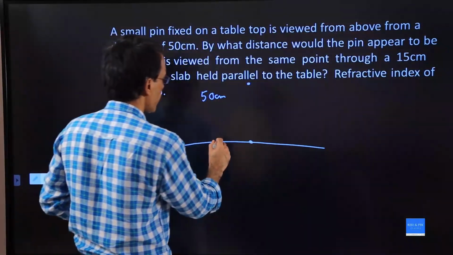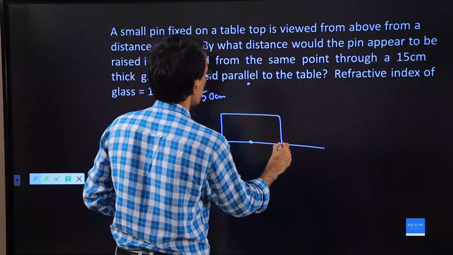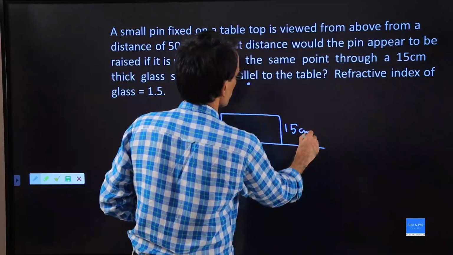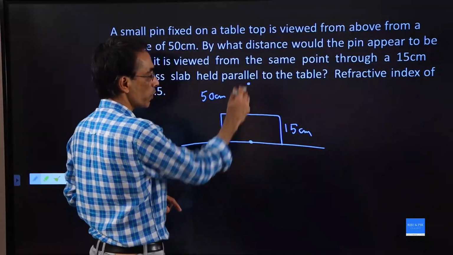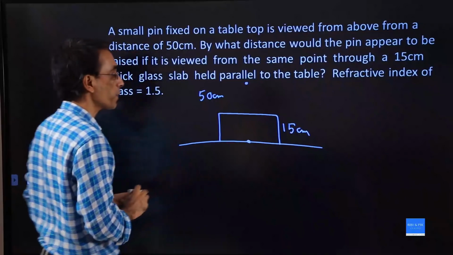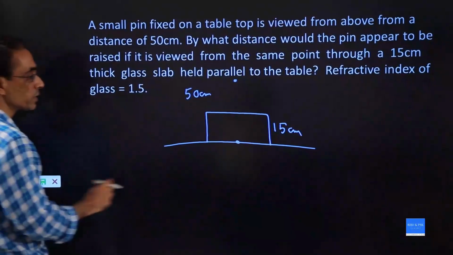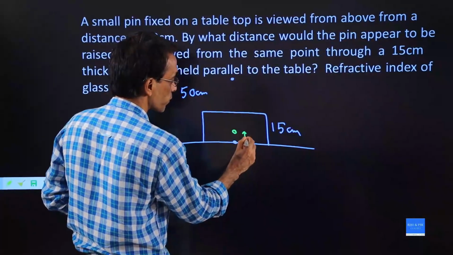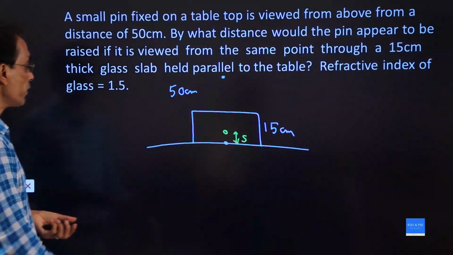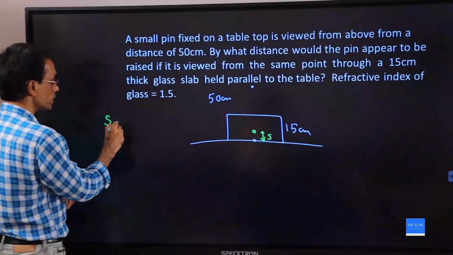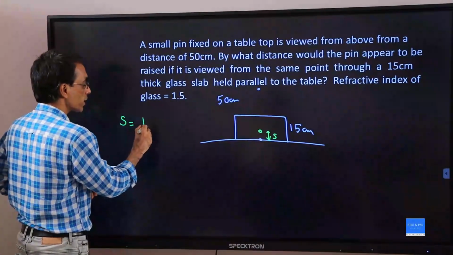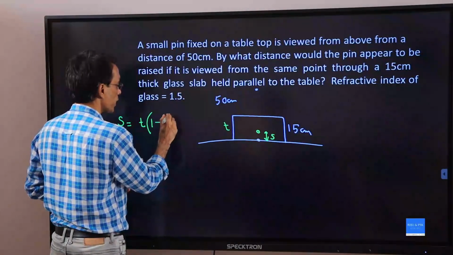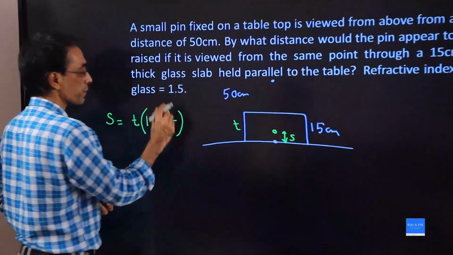But you place a glass slab here. You place a glass slab whose thickness is 15 centimeter. Then what happens is that when you watch from this one, the pin will not appear at the exact location, but this will appear raised, say here. This is what we call as shift. And we have an equation for the shift. What is the equation for the shift? It is equal to the thickness of the slab, T, into 1 minus 1 by n.